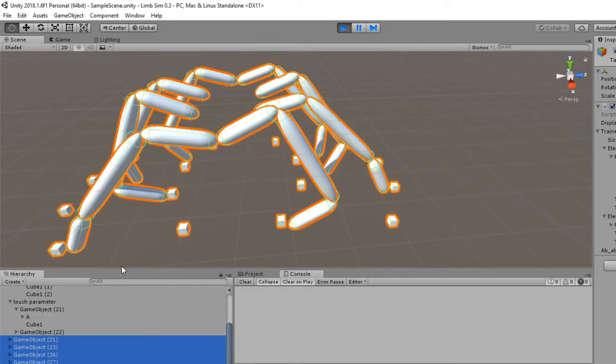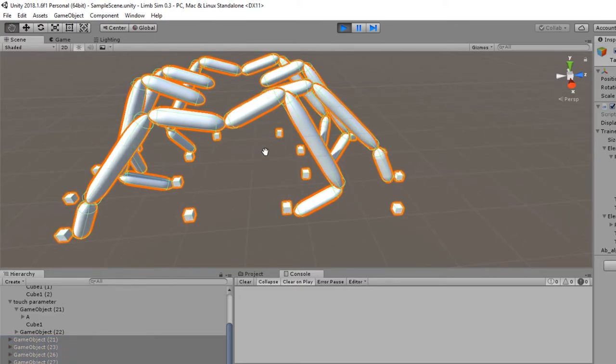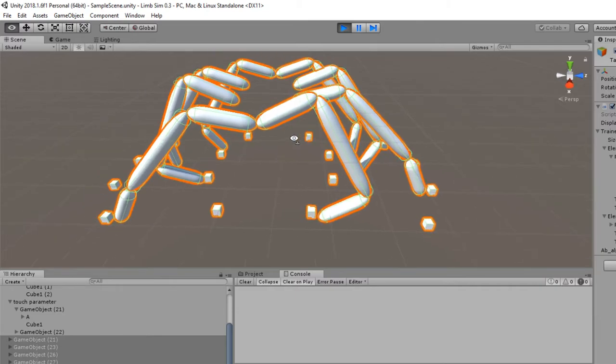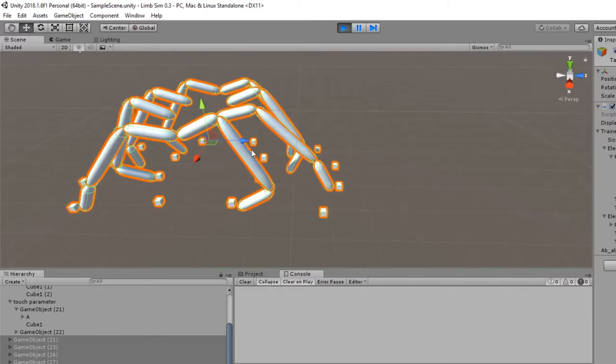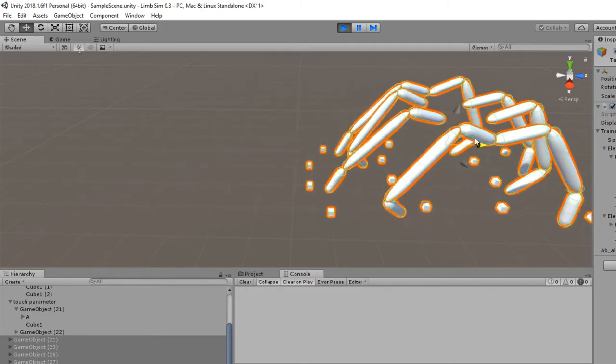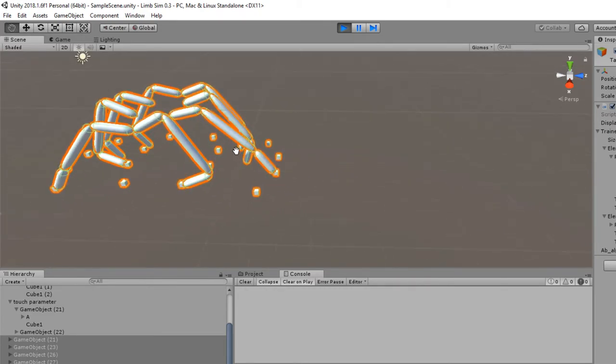So for example, I've specified that all of these 8 limbs here should try to touch one of these targets in target squares here. And they're going to interpolate between touching the various squares as they move in world space. So that's what it looks like.